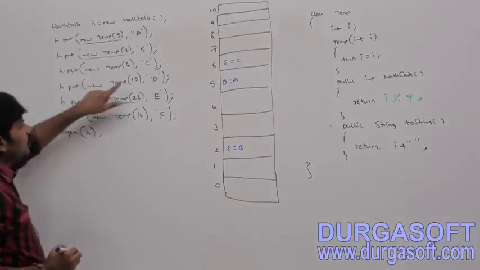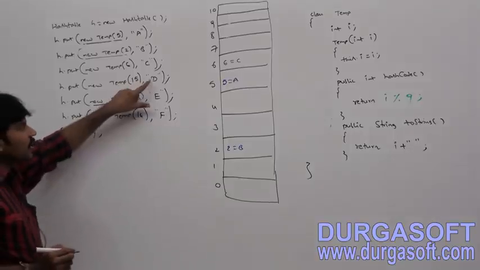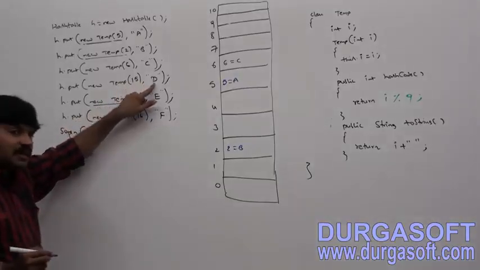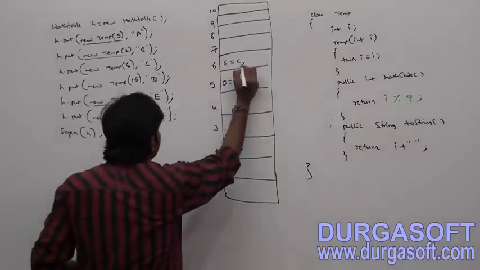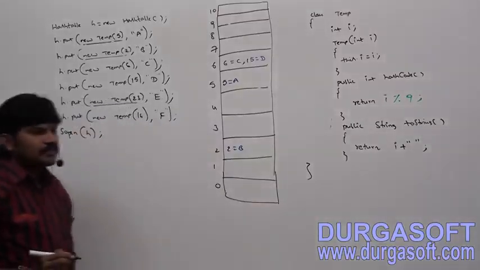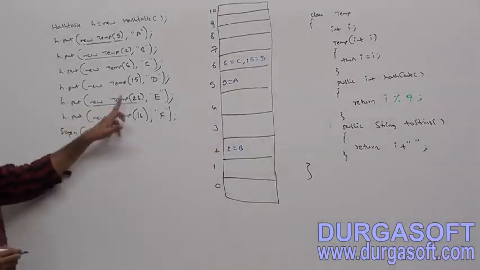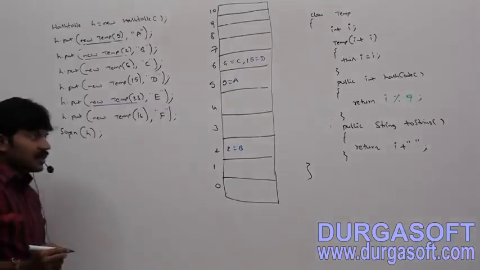That's why. New Temp of 15 comma D. What about this one? New Temp of 15 comma D. 15%9 is nothing but what? 6. In the sixth bucket, 15 is equal to D is also placed. Next, new Temp of 23 comma E. Can you tell what 23%9 is?